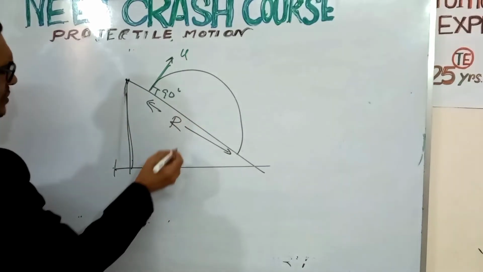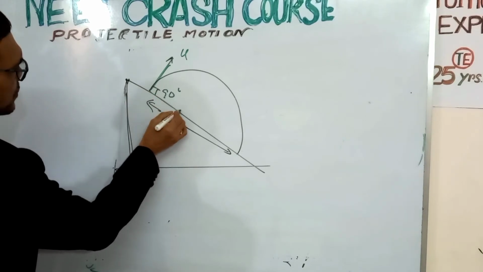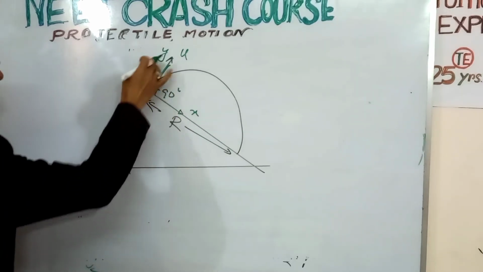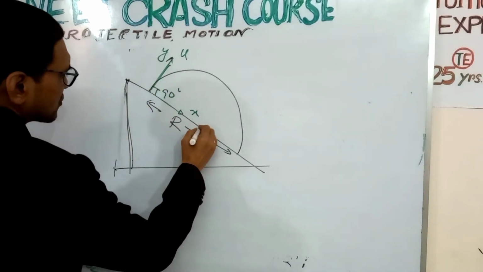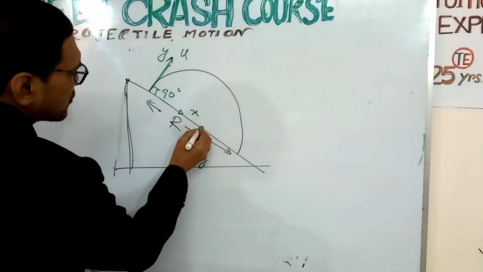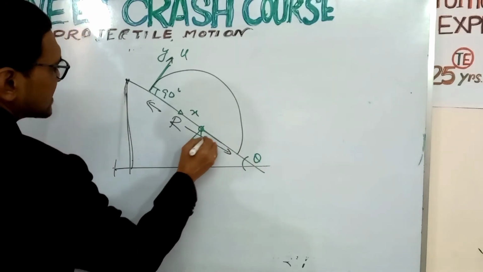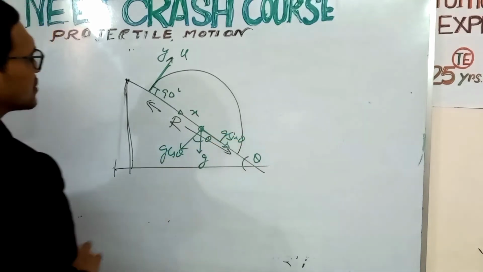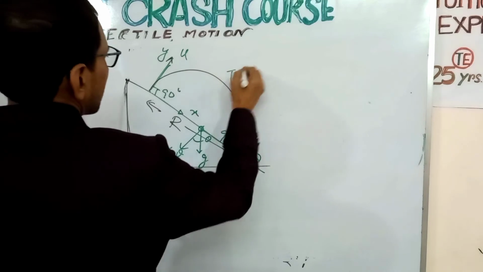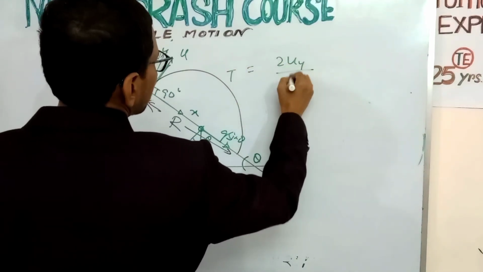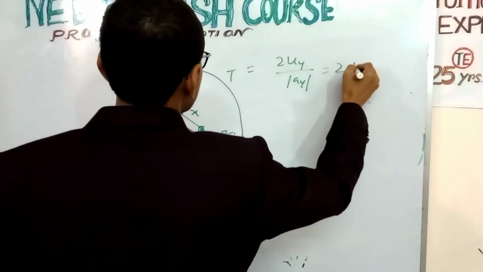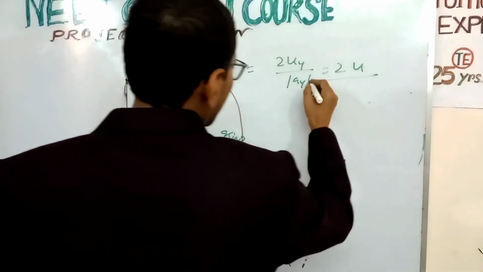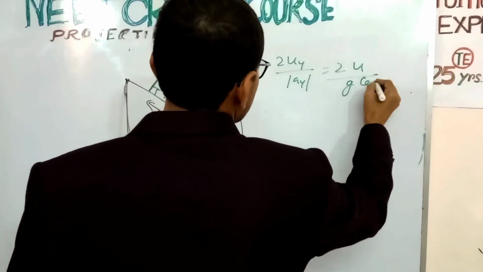In any problem on projection on an inclined plane, we have to consider x and y two directions. We consider this along x, this is y. So we have to resolve the acceleration along x and y. If this angle is theta, then this angle is theta. So this is g cos theta and this is g sin theta. So now first find the time of flight. Time of flight equal to 2 uy by mod ay, which is equal to 2 u. Here the velocity along y direction is completely u. Now ay equal to g cos theta. So this is time of flight.